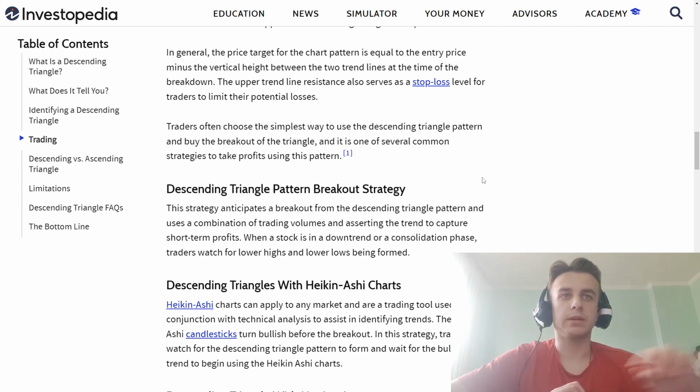Triangle pattern breakout strategy. This strategy looks for a breakout from the descending triangle pattern, using volume confirmation and the prevailing trend to capture short-term profit when a stock is in a downtrend or a consolidation phase. Traders watch for lower highs and lower lows being formed.